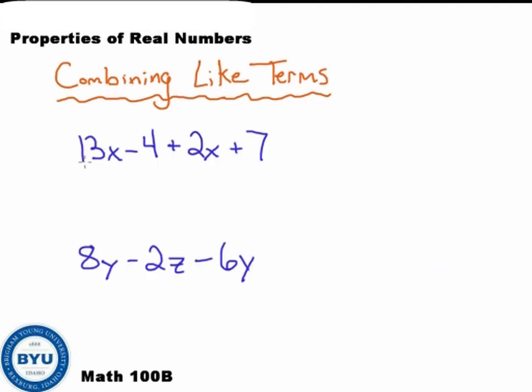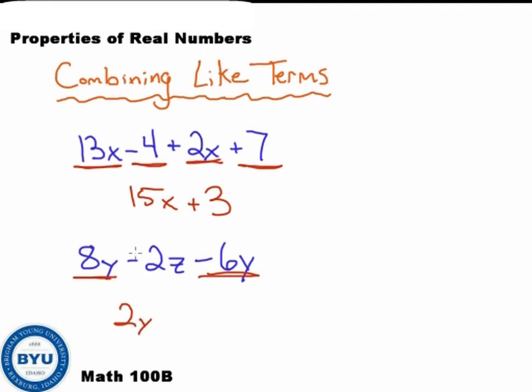As an example here, if we had 13x minus 4 plus 2x plus 7, we can combine the x's because they are like terms. We can combine 13x and 2x to get 15x. We can also combine the numbers. Numbers by themselves are like terms. I have minus 4 and plus 7. That gets me plus 3. Down here we have an 8y minus 6y. That leaves us with 2y. And we also have a minus 2z. It doesn't have anything to combine with, so we just write minus 2z. This is an example of combining like terms.